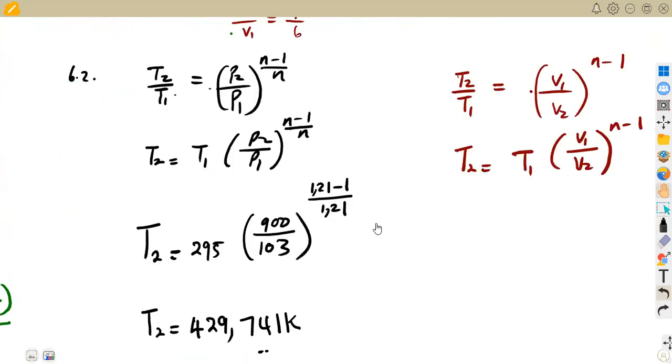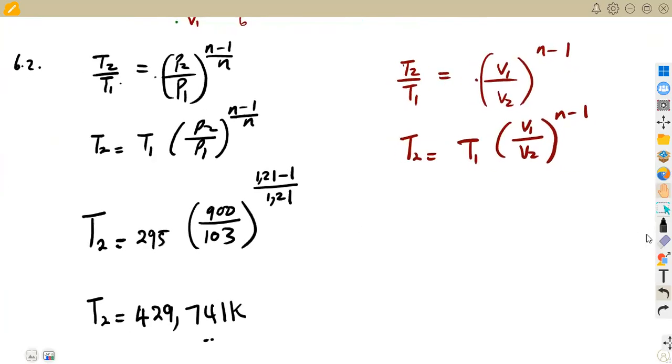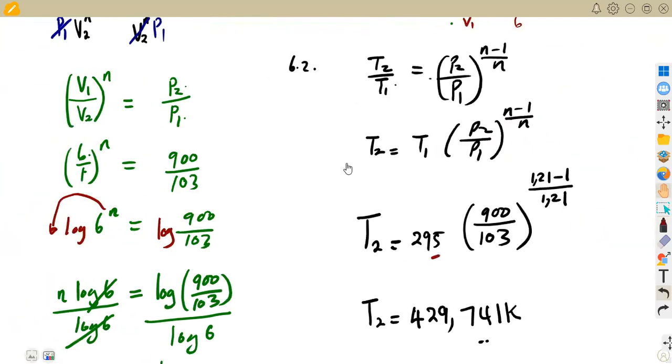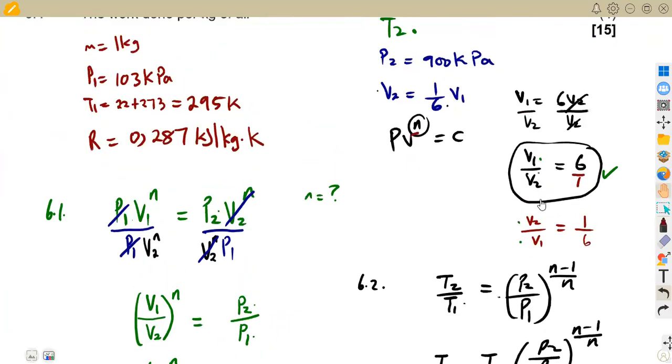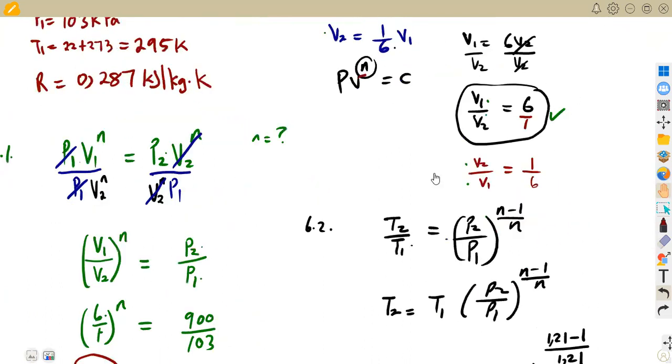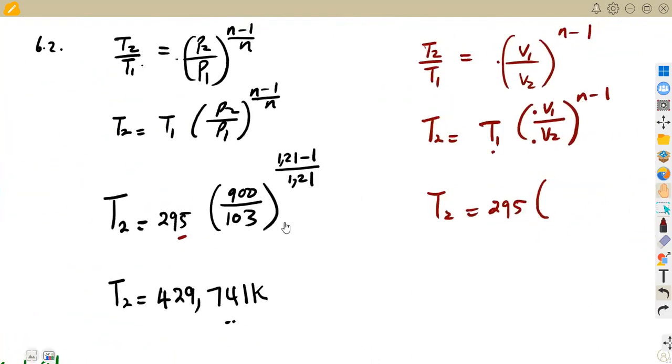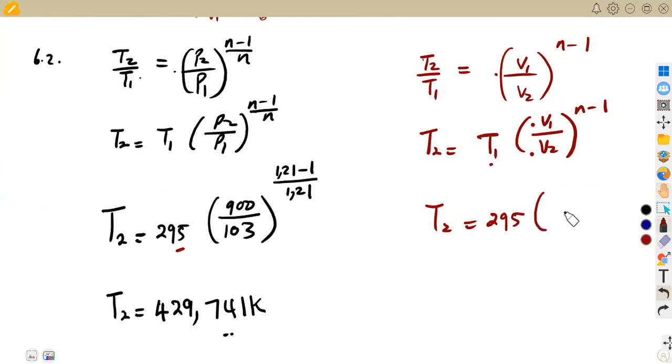But now if we are to consider this formula, it means our T2 at the end was going to be T1, which is our T1 still 295. But now we are supposed to use V1 over V2 as per our ratio. And we talked about this, that we can write it as V1 over V2 or V2 over V1. So we need V1 over V2, which is 6 over 1. So in place of V1 over V2 it is going to be 6 over 1 to the exponent of n, remember our n was 1,21 minus 1. All right. So that's it.